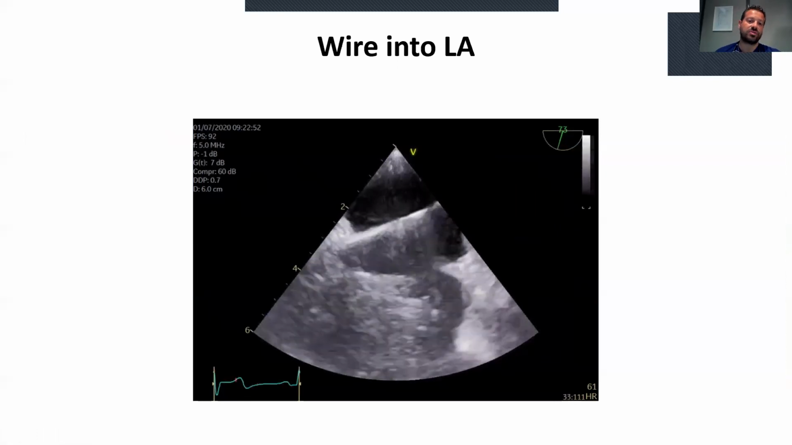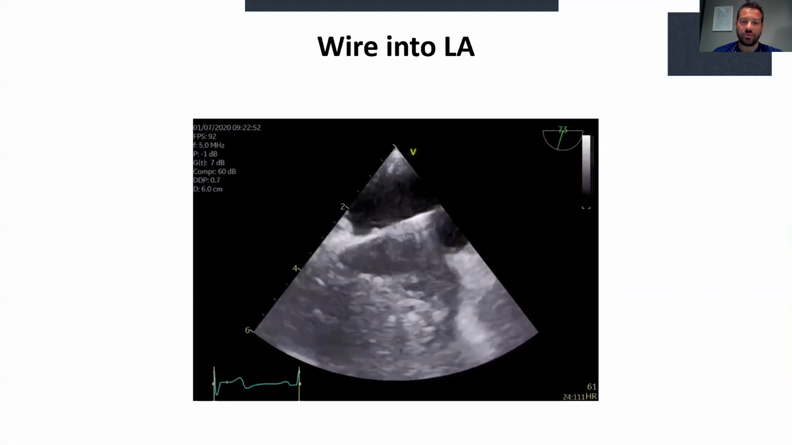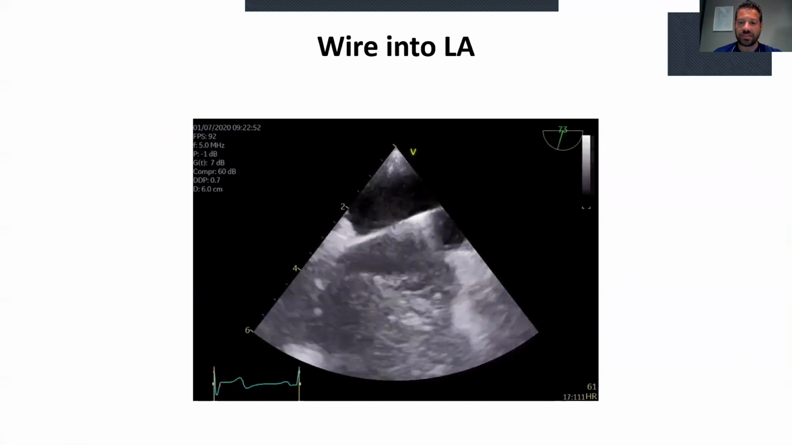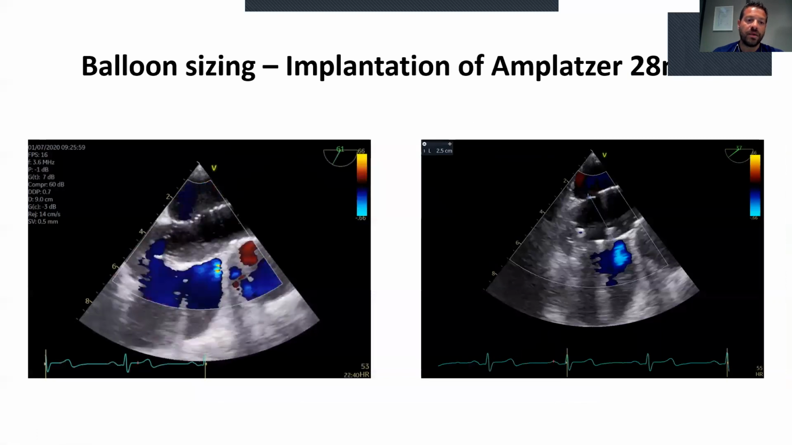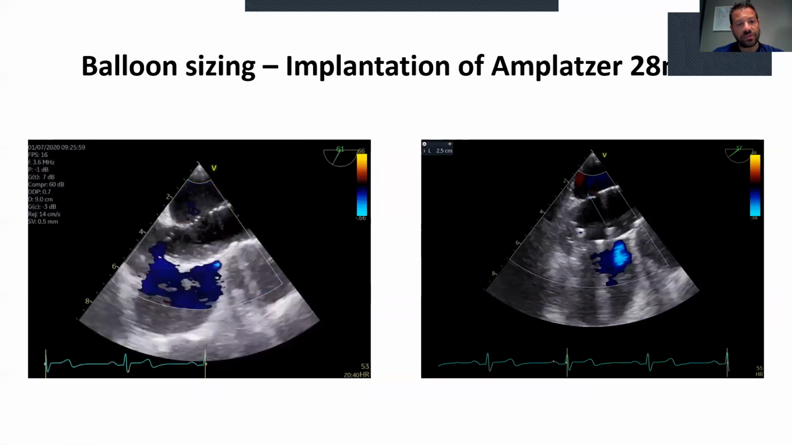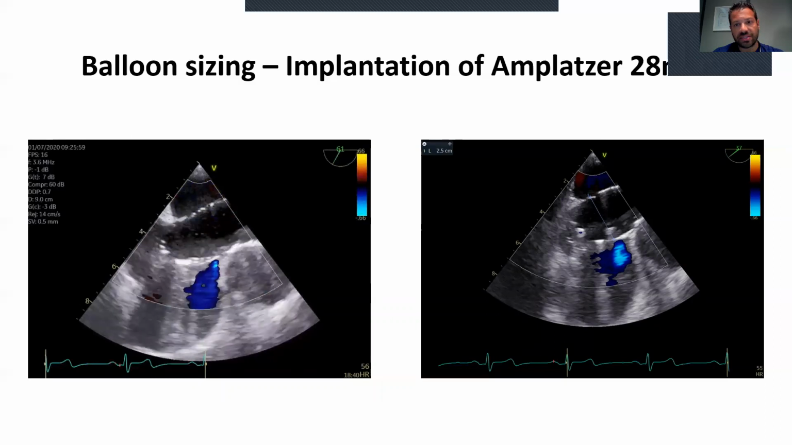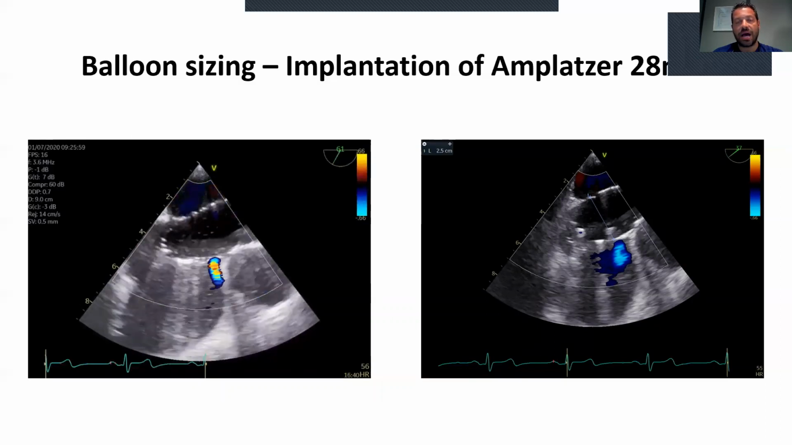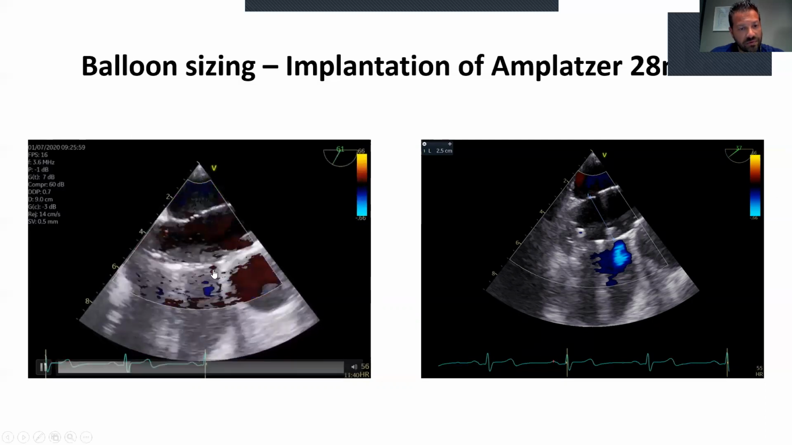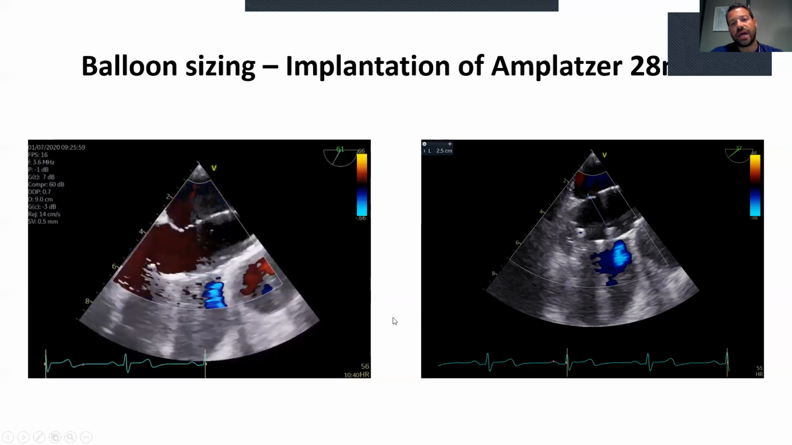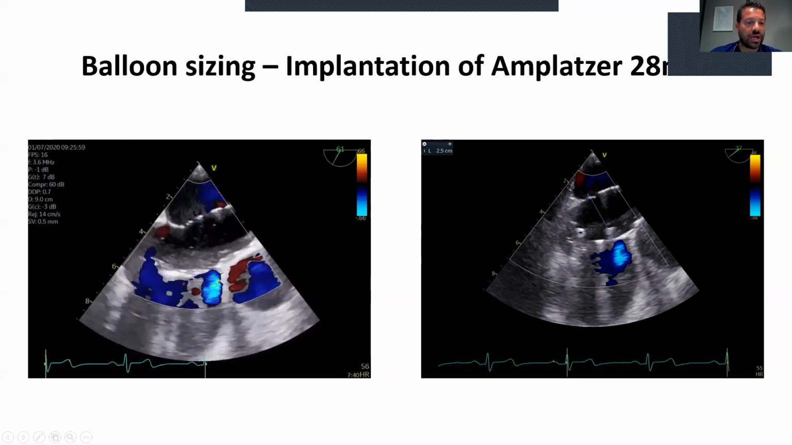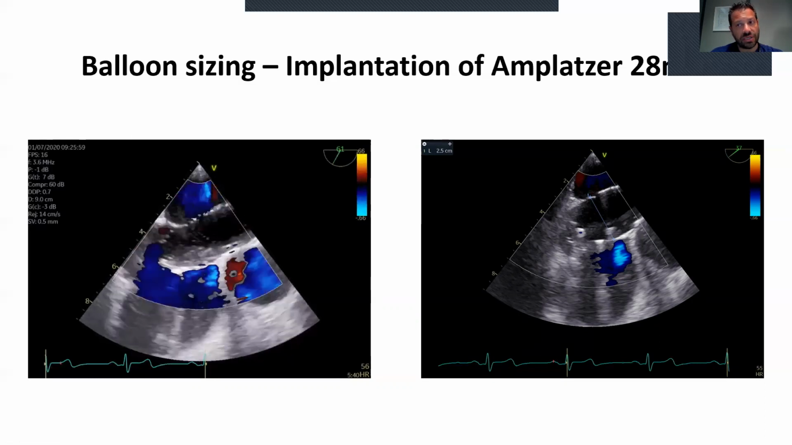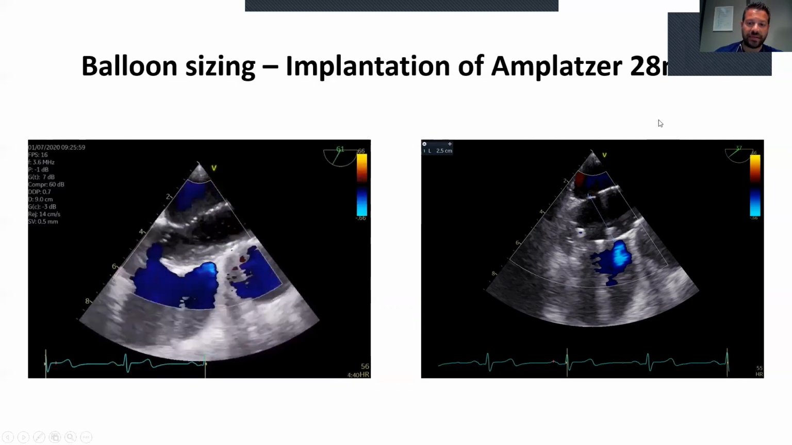The first step, of course, is to go with an extra stiff wire towards the left atrium, as you can see here. We advance the balloon again. We do the balloon sizing. This was a balloon that was measured at the maximum diameter at 26 millimeters. And we had a very small flow here. So we decided to implant an atrial septal occluder of 28 millimeters.